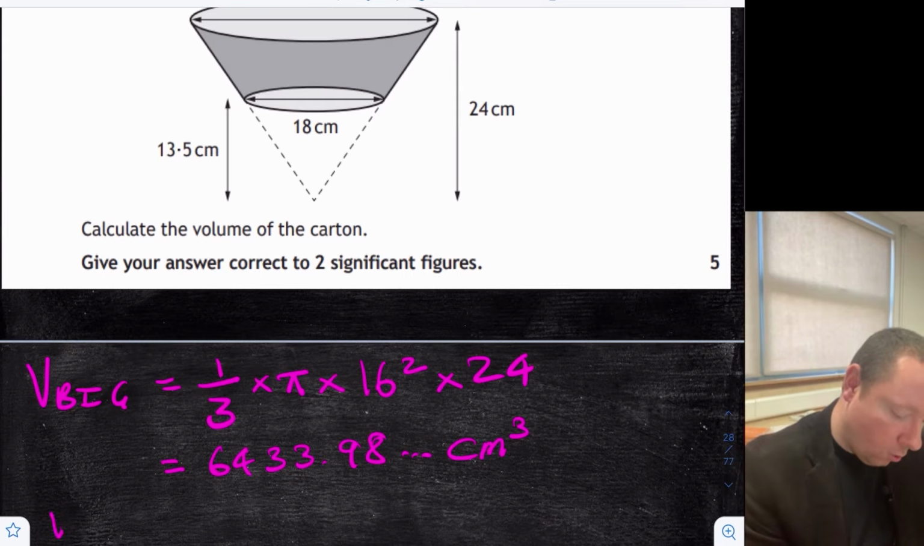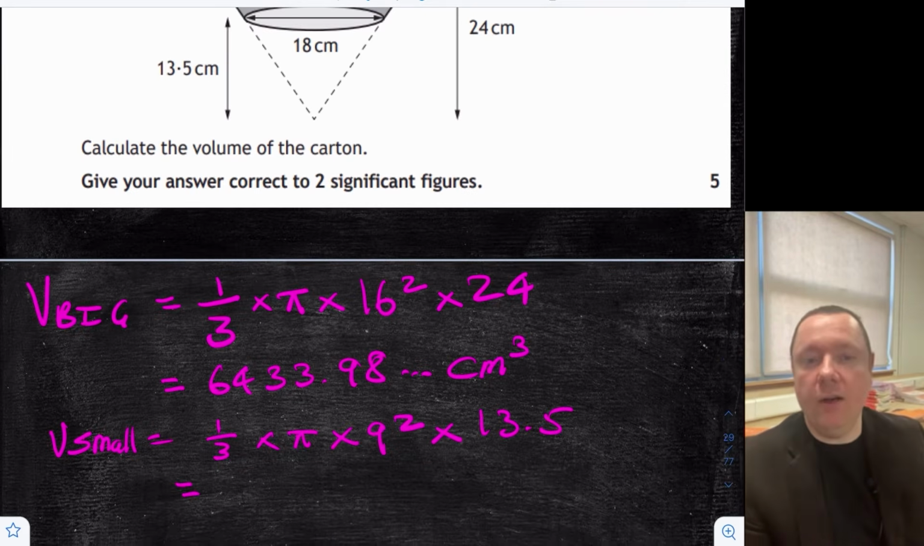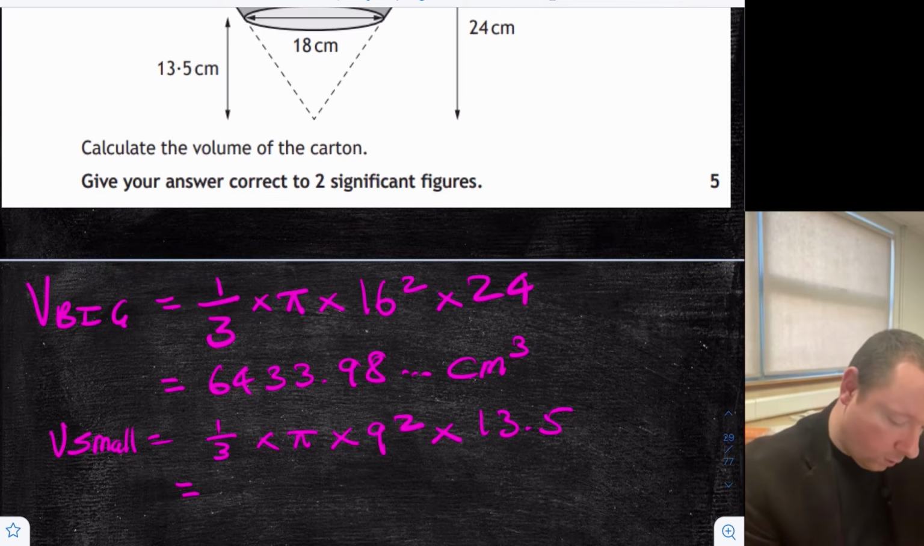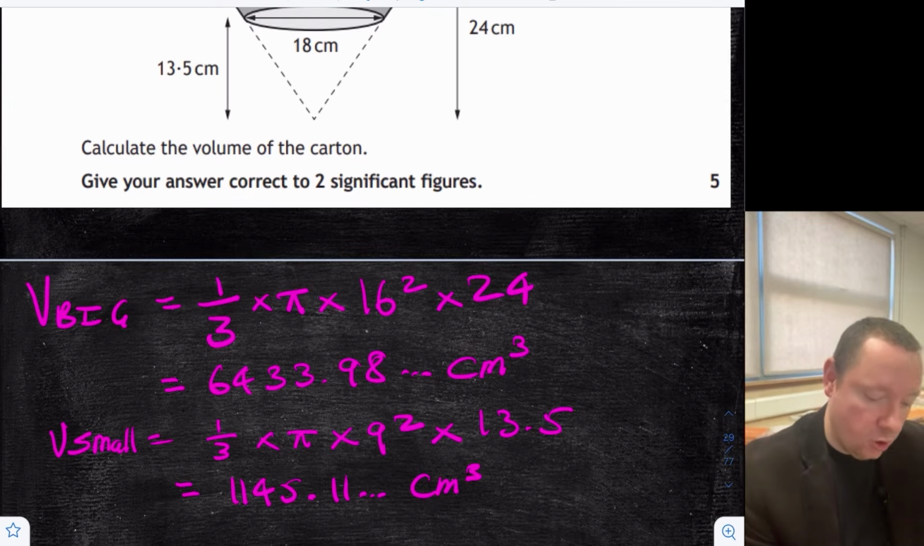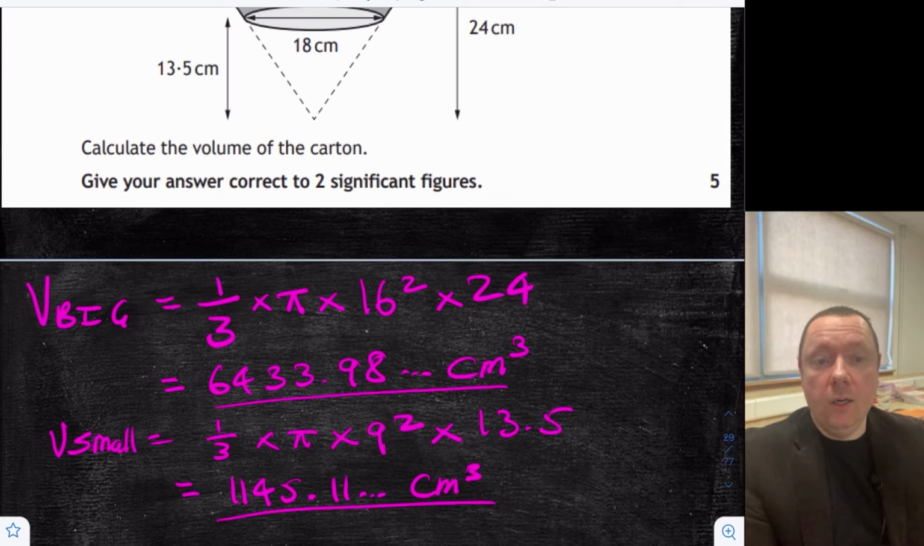Now we do the small cone. The volume of the small cone, 1/3 times pi times the radius, which is 9, half of 18, squared, times the height of the small cone, which is 13.5. We put all that in our calculator and we get 1145.11 and a bunch of other numbers, centimeters cubed. So we've got one answer, two answers for 2 marks. And then we get a mark for knowing that we need to take away.